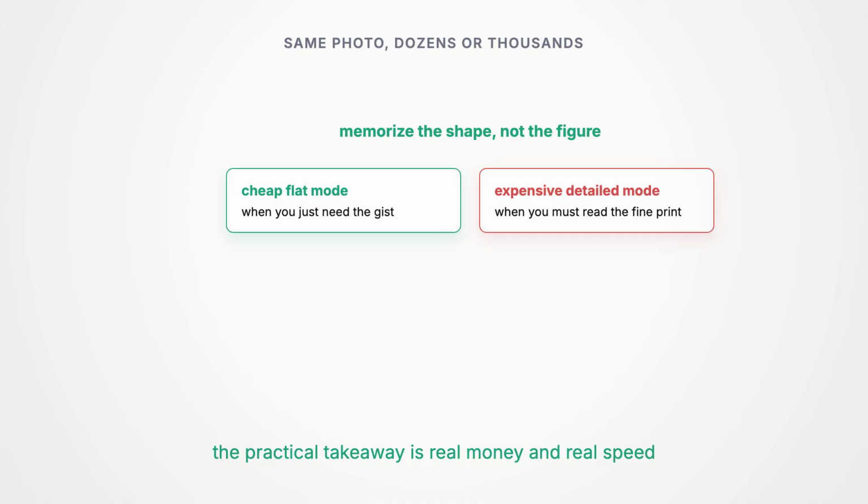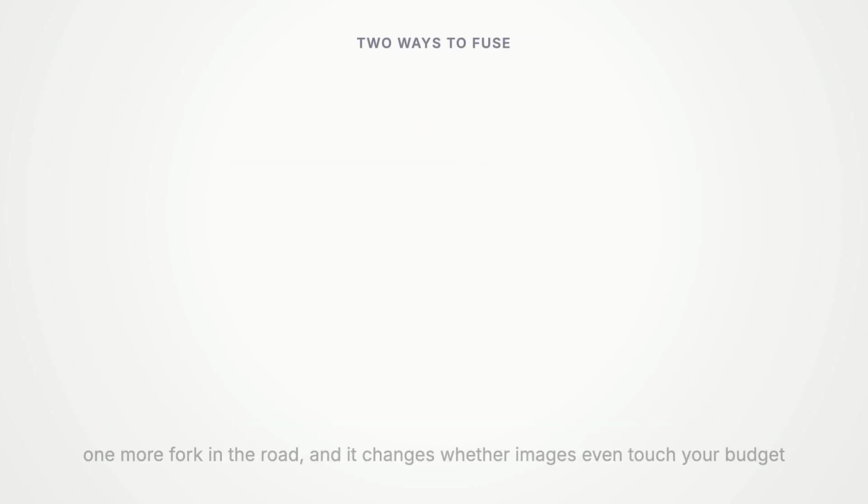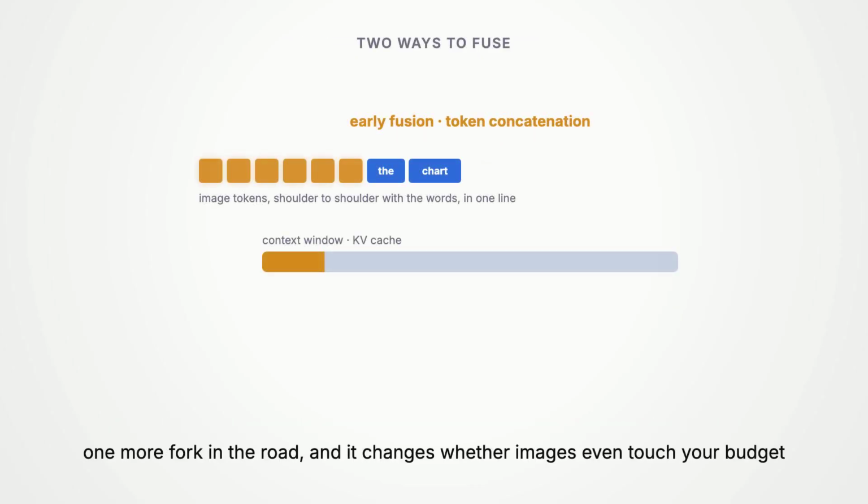If you are pushing thousands of images through a system, downscaling the ones that do not need detail, or flipping that knob to low, can cut your cost and your latency without hurting the answer. Knowing the picture is secretly a pile of tokens is the whole reason you would think to do that. There is one more fork in the road, and it changes whether images even touch your budget.